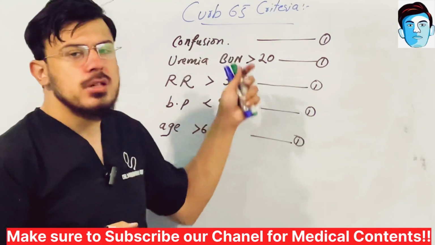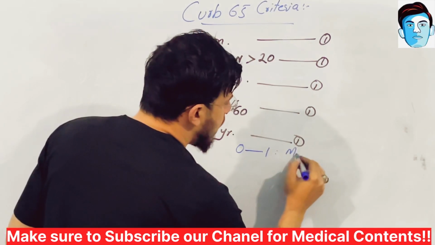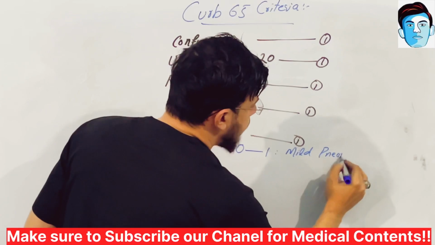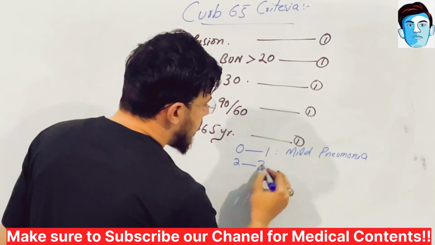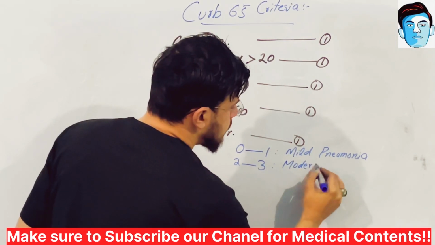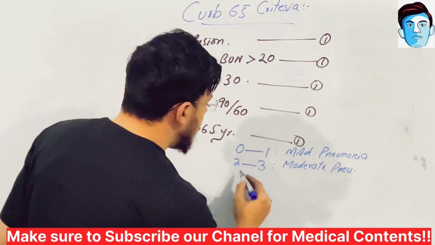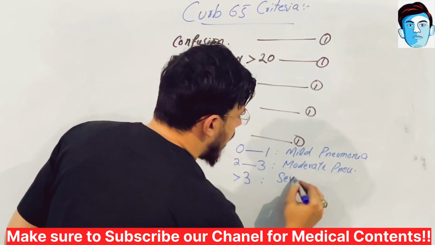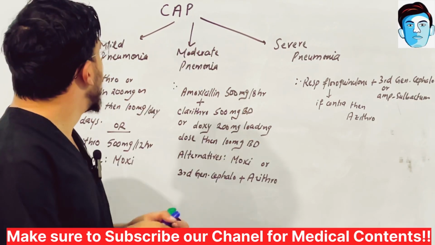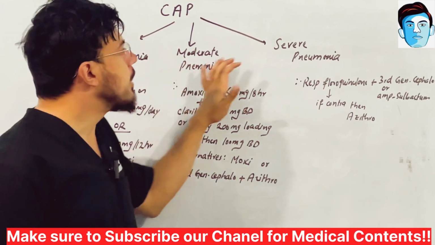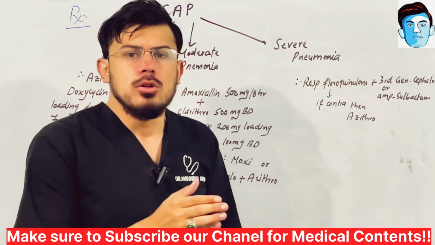So if the CURB-65 score is between 0 to 1, that is considered mild pneumonia, right? If the CURB-65 score lies between 2 and 3, that is moderate pneumonia. And if the CURB-65 score is more than 3, that is severe pneumonia. By applying the CURB-65 rule, community acquired pneumonia is divided into mild, moderate, and severe pneumonia.